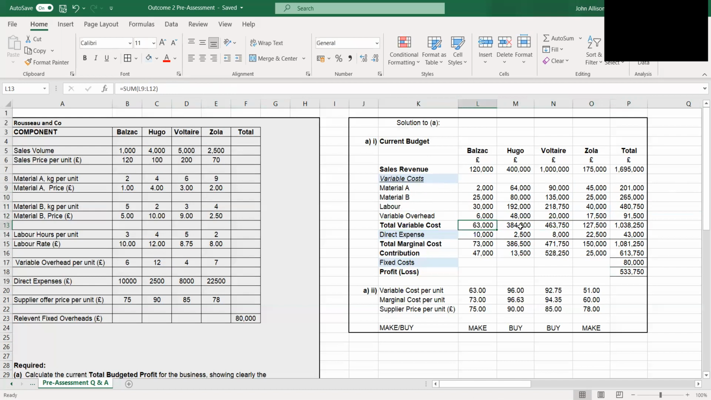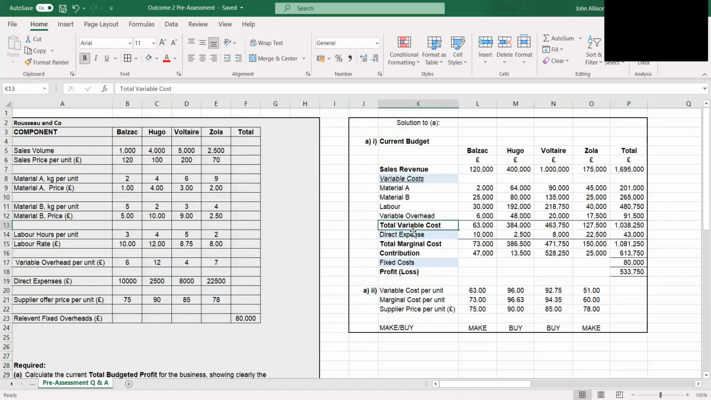So we get all the total variable costs, then we add them to get the total variable cost for the company, which we can do two ways. Either add these across this way or add these down this way. It should be the same number, which will be £1,038,250.